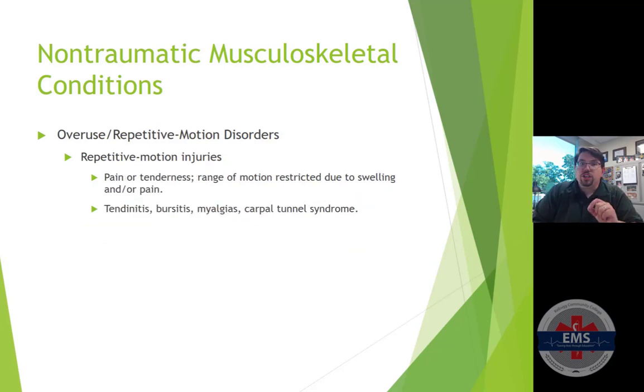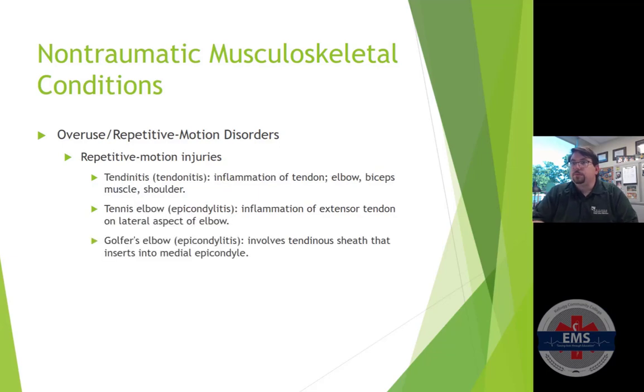Now, with these repetitive motion injuries, typically you'll see them presenting with pain or tenderness and range of motion issues that's going to be basically restricted because of either pain or swelling or both. Common things that you think of: tendinitis, bursitis, myalgia, carpal tunnel syndrome, just to name a few.